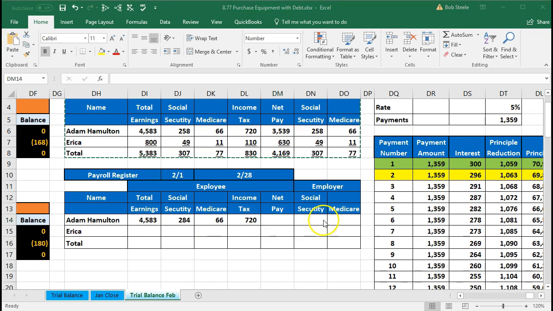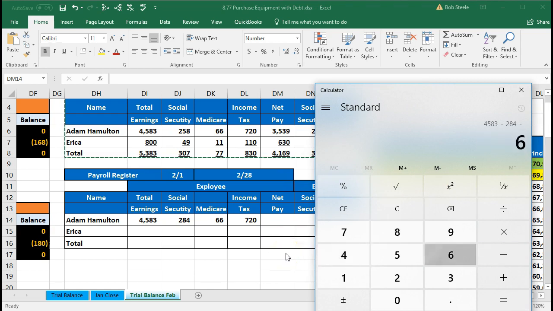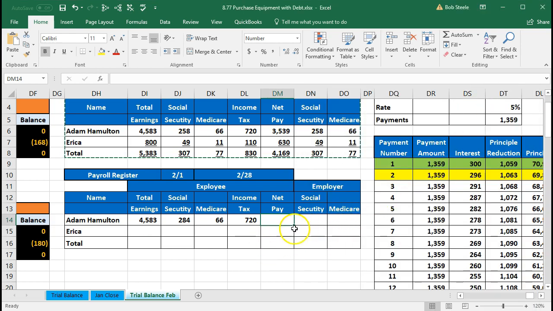If we did that with a calculator, then it would simply be 4583 minus 284 minus 66 minus 720, enter. And there we have it. Let's see if we did that right. Let's do that with a formula now.